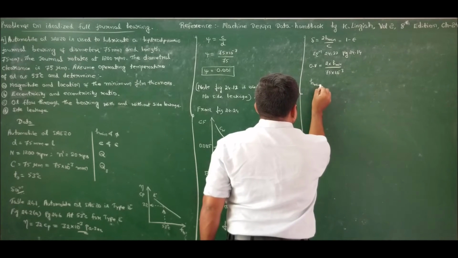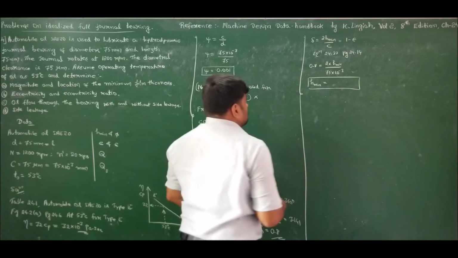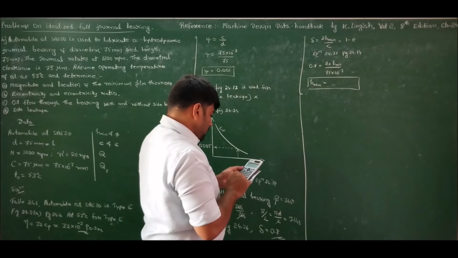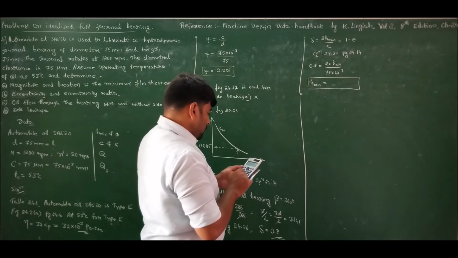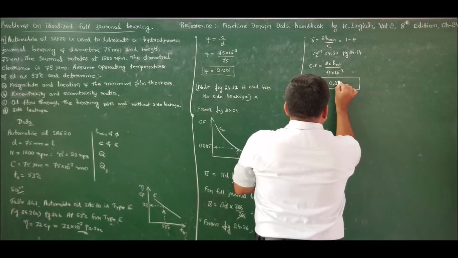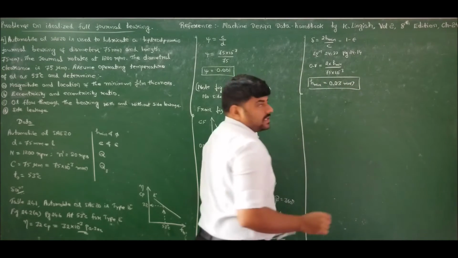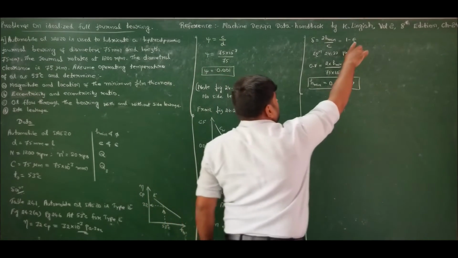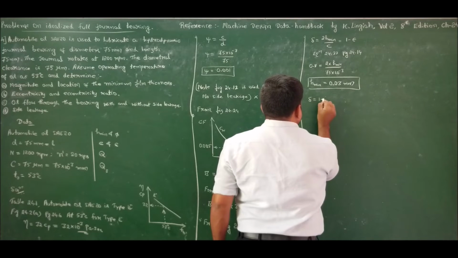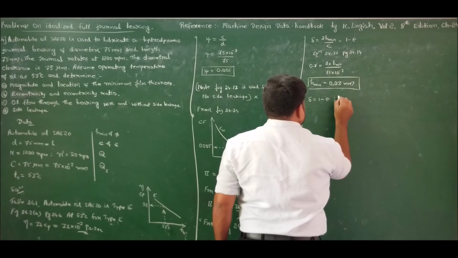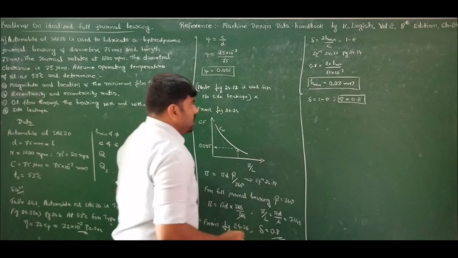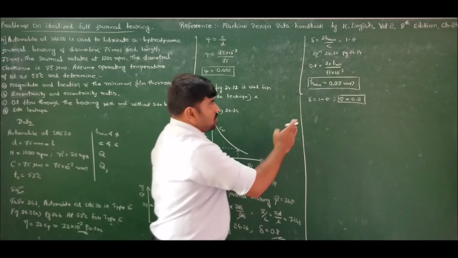Hence, the minimum oil film thickness will be 0.8 into 75 into 10 to the power of minus 3 divided by 2, which is equal to 0.03 millimeters. Now I can find the eccentricity ratio epsilon, that is, delta is equal to 1 minus epsilon. Hence epsilon is 0.2, because delta is 0.8, and 1 minus 0.8 is 0.2.